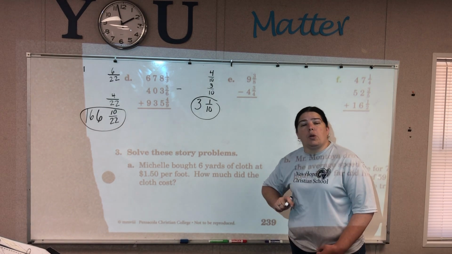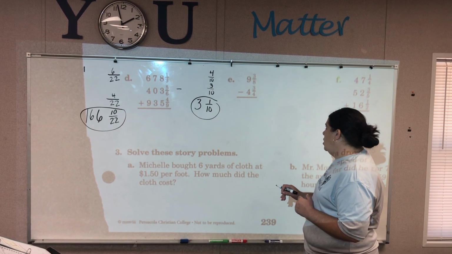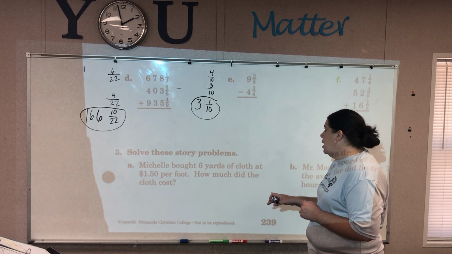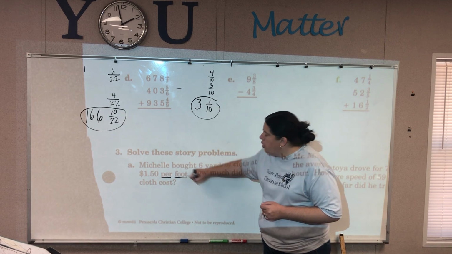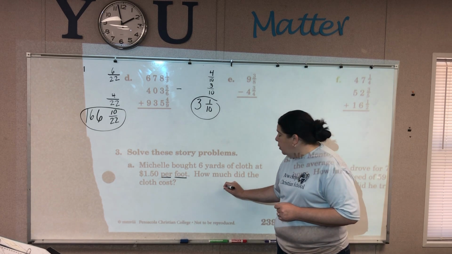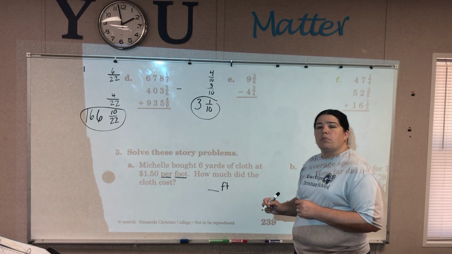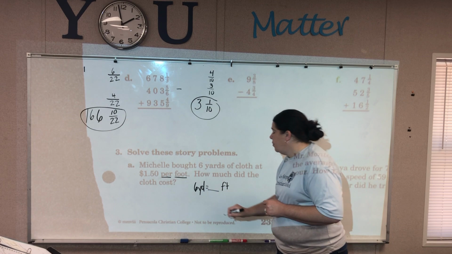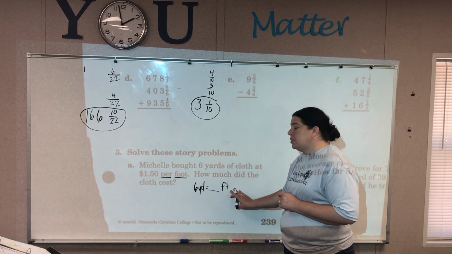Well, remember your story problem keywords. Michelle bought 6 yards of cloth at $1.50 per foot. How much did the cloth cost? Per foot. Your per foot means 6 yards. We have to convert. We want our answer to be in feet. We have 6 yards. And we want our answer to be in feet. So 6 yards equals how many feet?